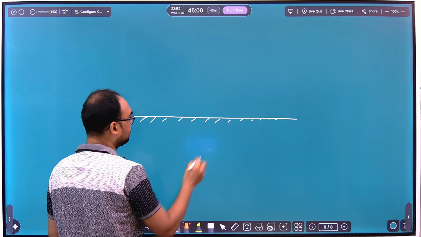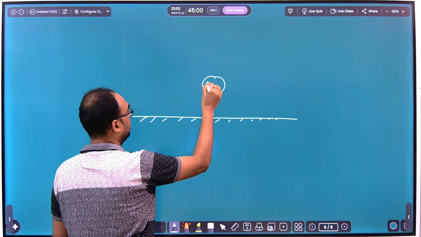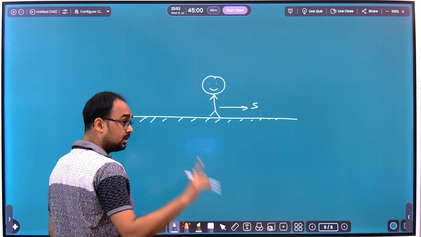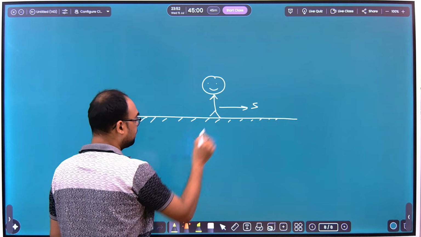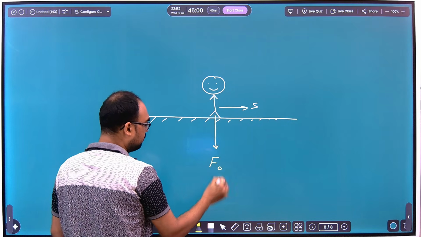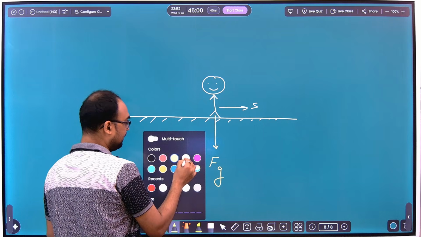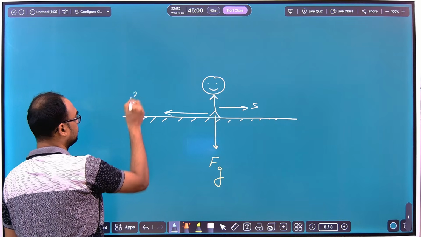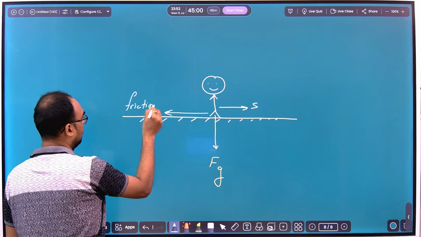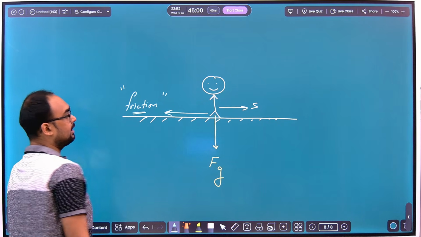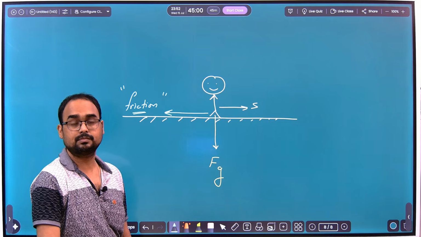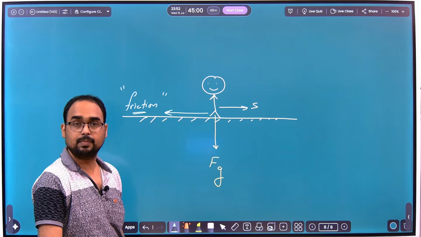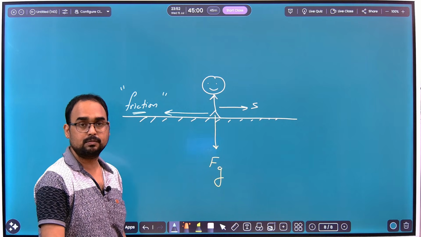Let's say this is a person who is walking in this direction, but the force of gravity is pulling him down in this direction, and very important, the force of friction is acting in the opposite direction. Displacement, force of gravity, force of friction. Because we know friction acts opposite to the displacement motion.